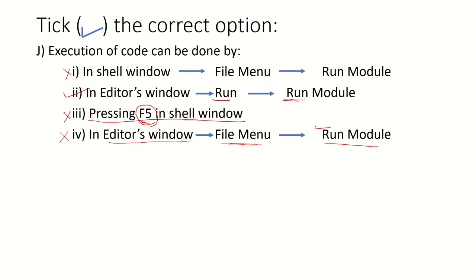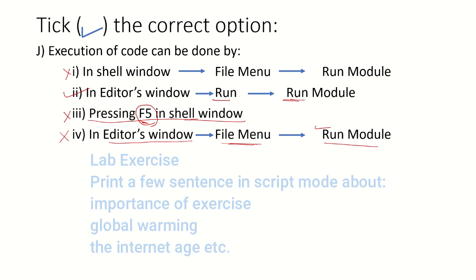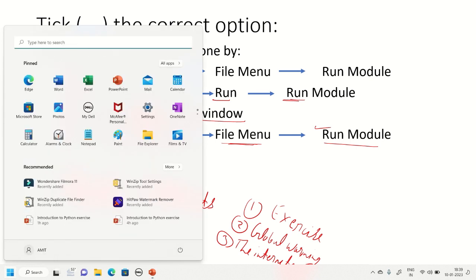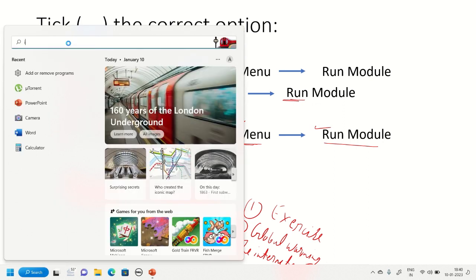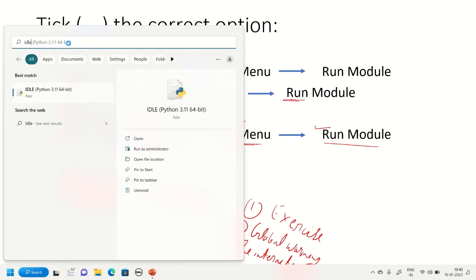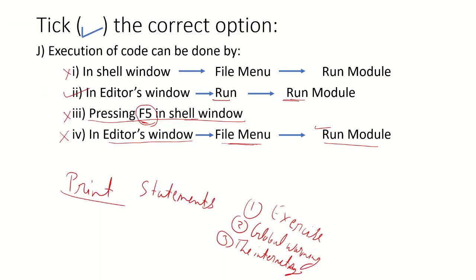Okay, some lab exercises are left in which it is given to print a few sentences in Python script mode about importance of exercise, global warming, the internet age. So anyone you can choose and you can write the program. Now let us try to print any one of them. So now we will open our Python program. Search here about the IDLE. Now you have to open this one.